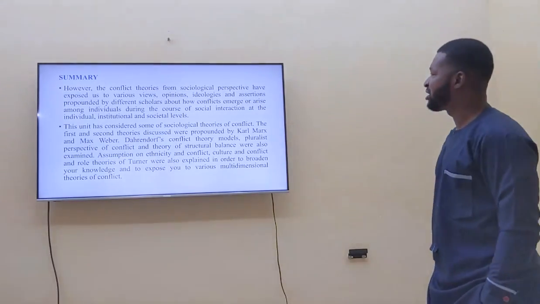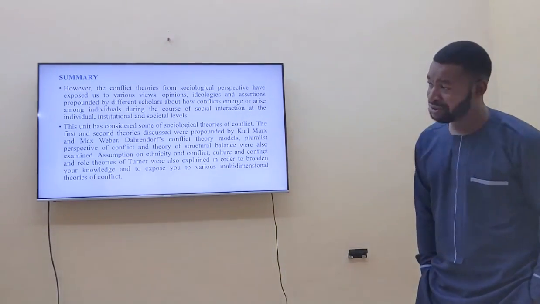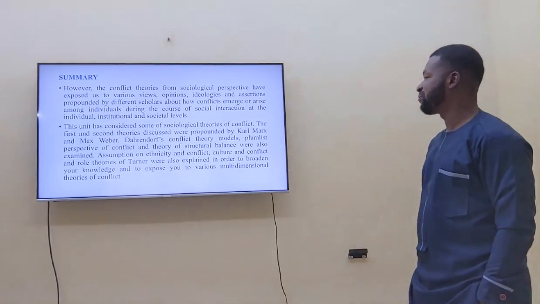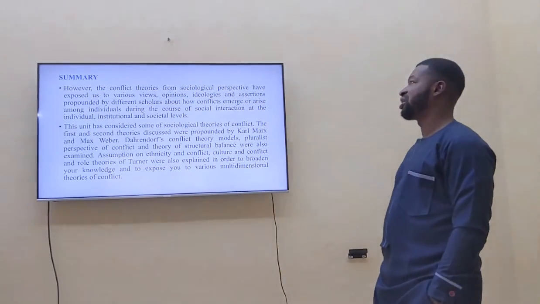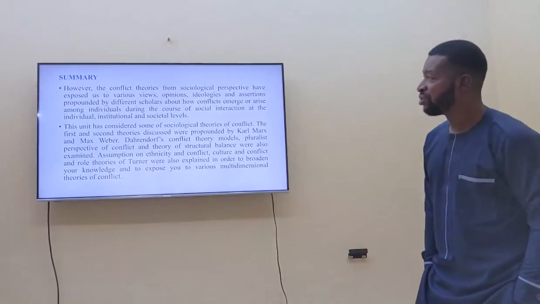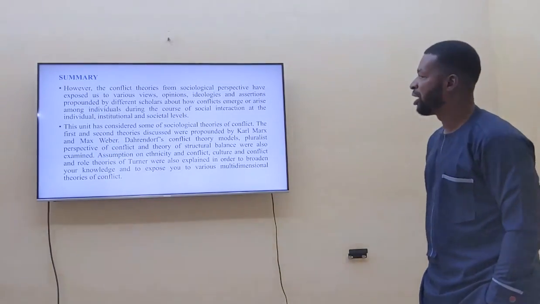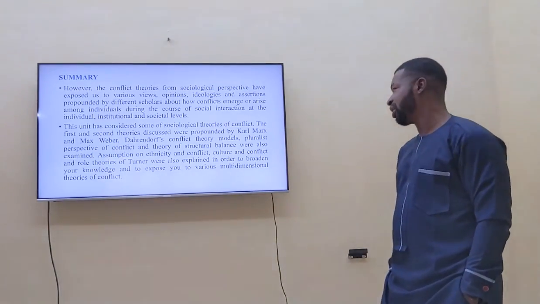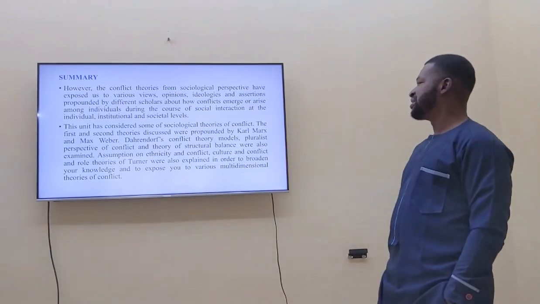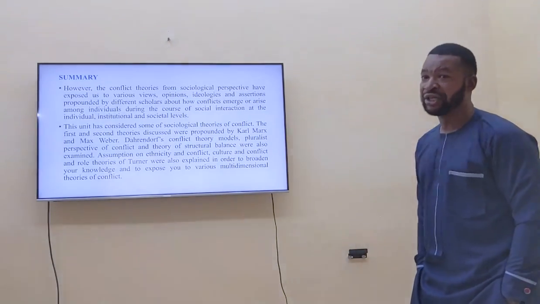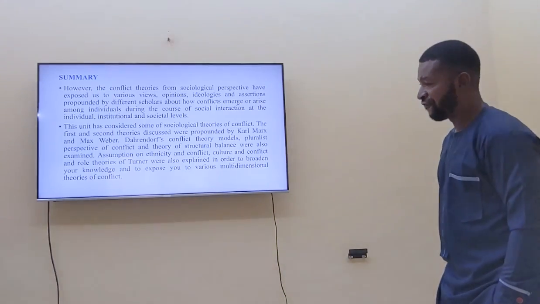In this section, we're able to look at theories. We're able to look at the pluralist perspective. We're able to look at the frustration aggression theory. We're able to look at the structural functional theory, and a lot of them, which are able to define or state the causes of conflict in our society.